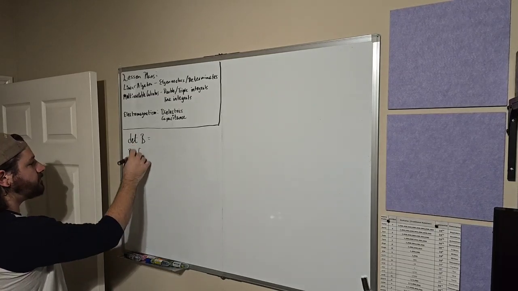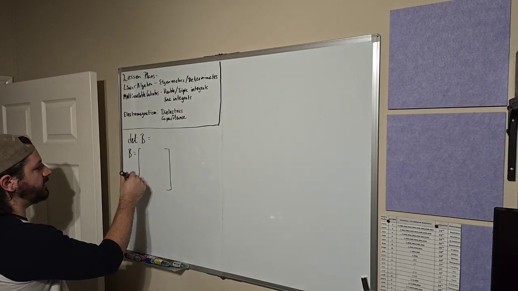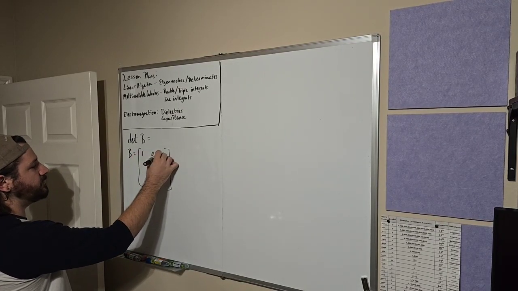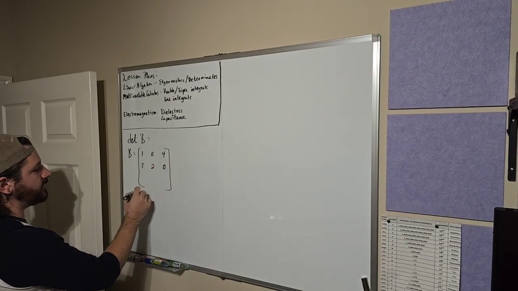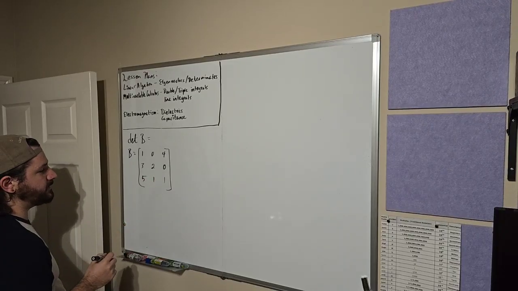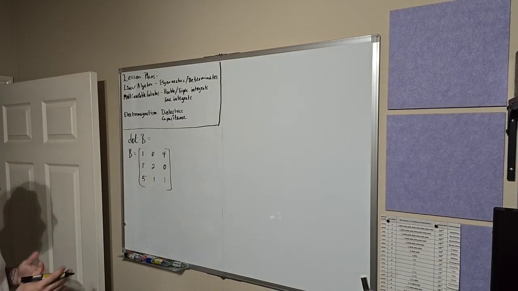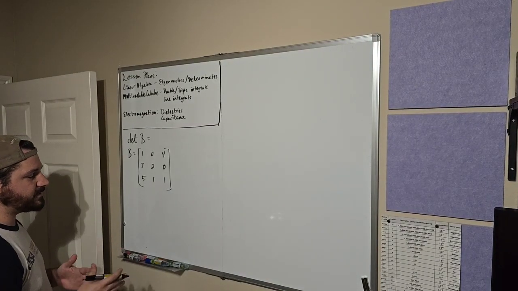3x3. So let's call this matrix still B. We'll do, I don't know, let's do 1, 0, 4, 3, 2, 0 here, and then we'll do, I don't know, 5, 1, and 1. Let's see what happens. So with doing a determinant, it's really cool because you actually get to choose where you start on your determinant, and there's a couple of tricks to choosing the easiest path.